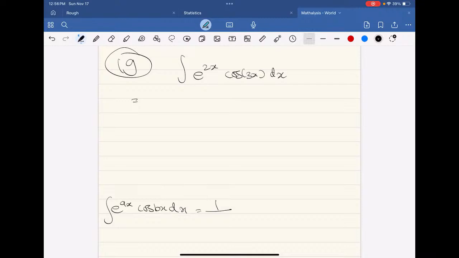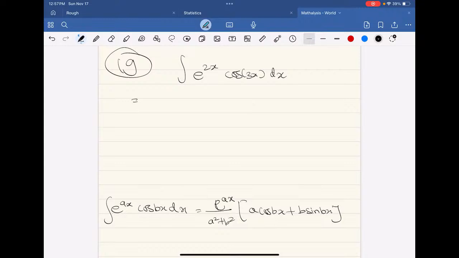Okay, so the formula is just e to the power ax divided by a square plus b square, a cos bx plus b sin bx. So this is the formula, right, guys?